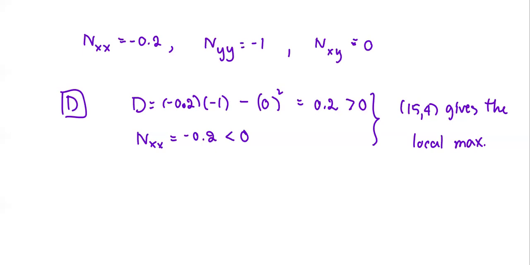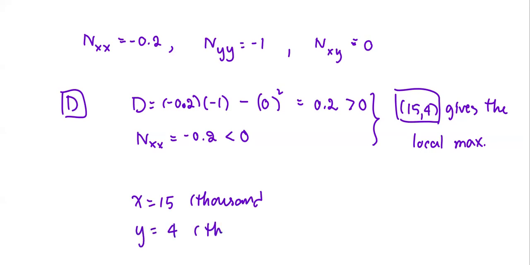The problem doesn't ask for the value of the local maximum. We just look for the points, or the x, y values, that give the local max in this case. So we derive the answer (15, 4). We say x equals 15, a unit in 1,000, and y is 4, a unit in thousands as well. That's spent on the advertising, or we can put it as $15,000 and $4,000 respectively.